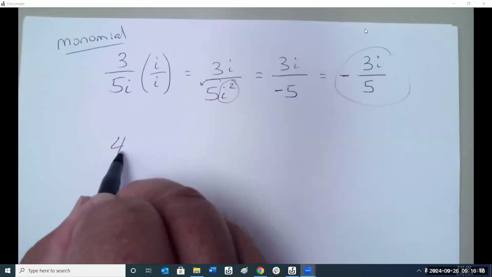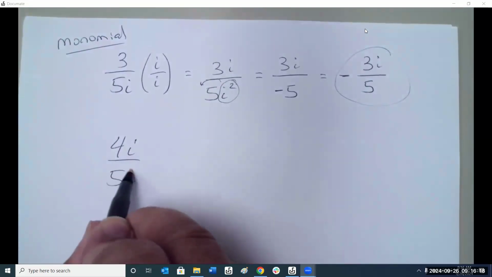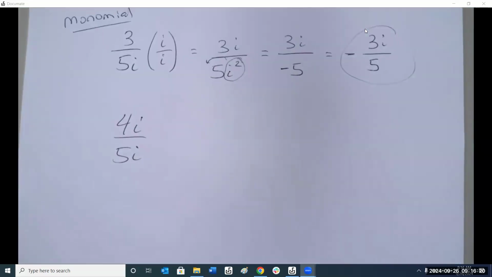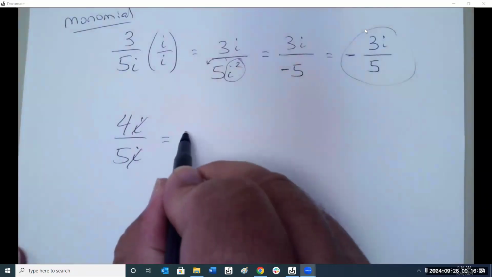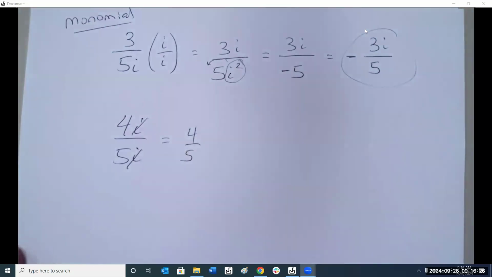That's if we have a monomial. What if we had 4i over 5i? What would you do there? I'd cancel. Yes, you could multiply. Then you get -4 over -5. Negatives cancel, you get 4 over 5.